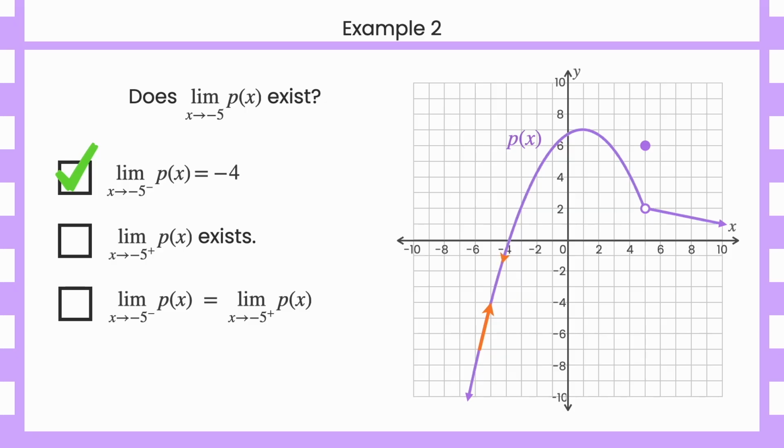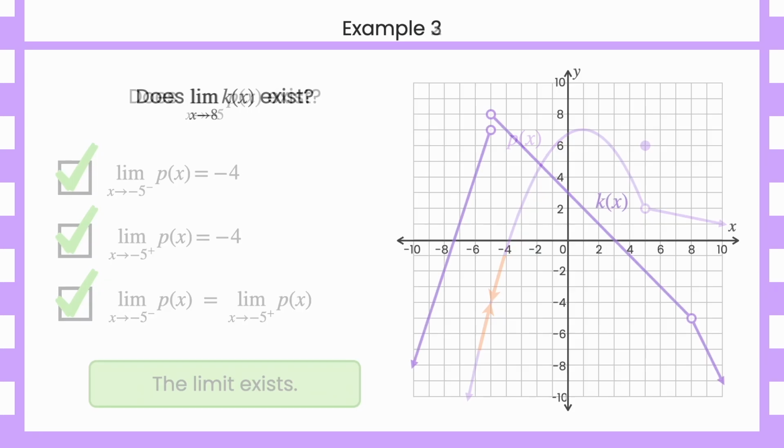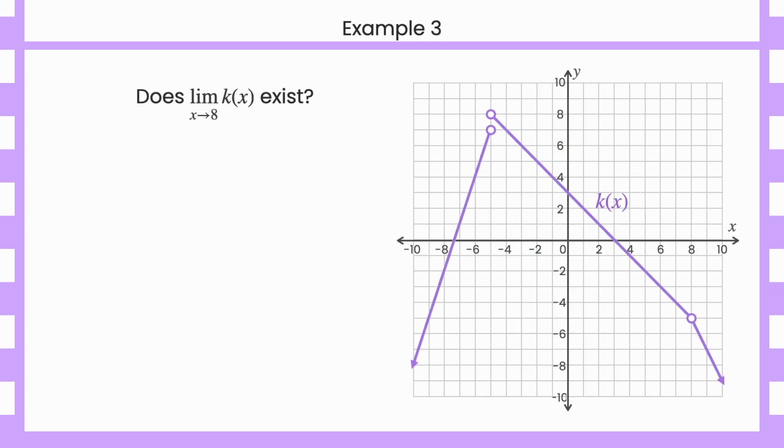If we approach -5 from the right-hand side, the function is approaching the same point, and so also has a value of -4. This also answers our final question of whether the left-hand and right-hand limits equal each other. They both equal -4, and so we can confidently say that the limit exists. Nice work! Do you think this limit exists?